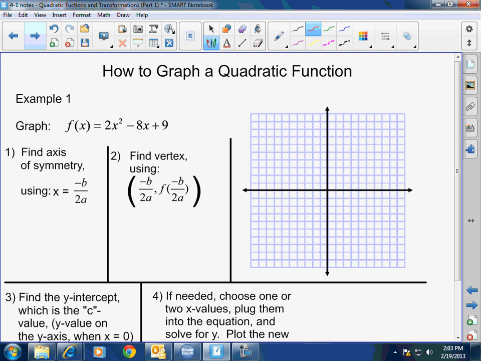Let's check it out. Find the axis of symmetry. It's negative b over 2a. Okay, so in this case it's going to be 8 over 2 times 2, which is 2. So x equals 2. So you know what I'm going to do with that information? I'm going to go down here and draw an x equals 2 axis of symmetry. Thank you, son. Good job.